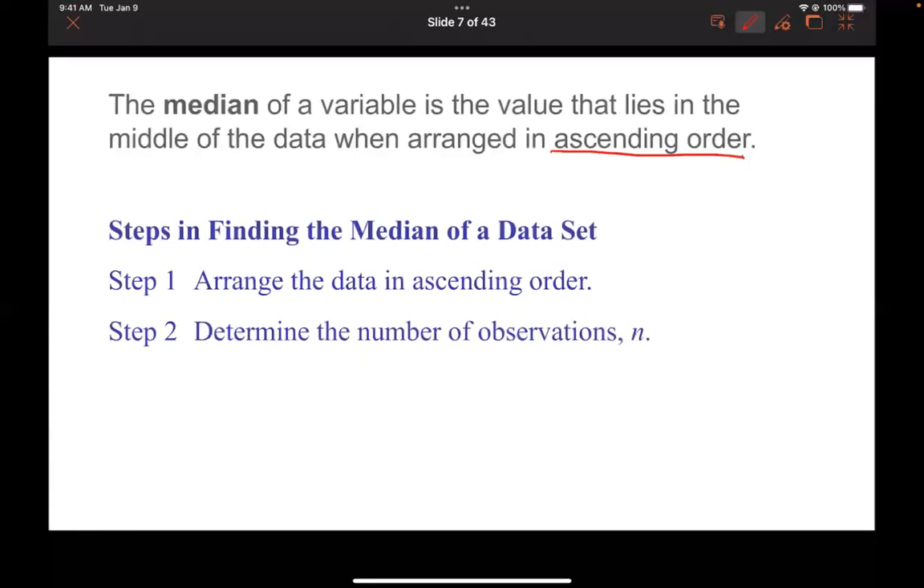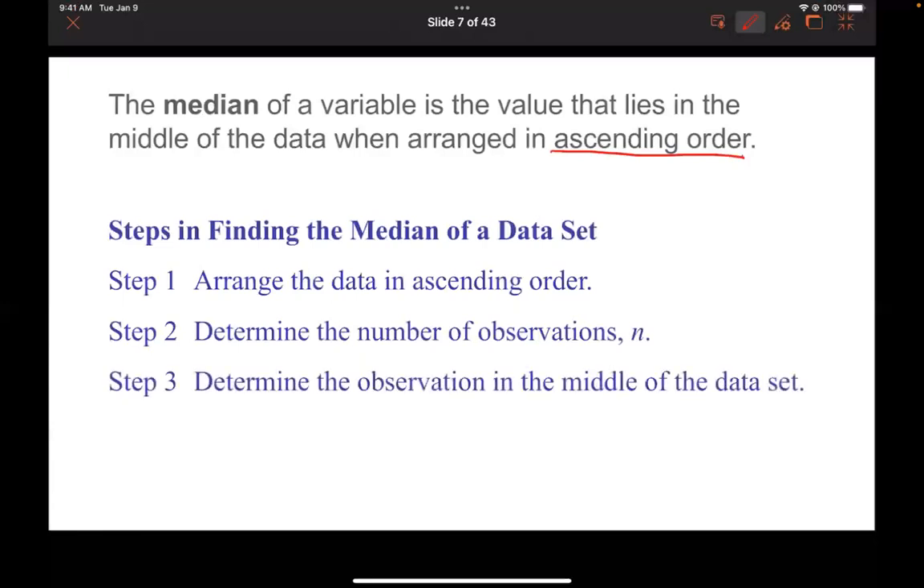All right, so determine the number of observations. How many do we have? And then you figure out which one is the middle. This is really easy if you have an odd number. There's a number that's clearly the middle, but if it's an even number, it's still not tricky, but you have to do a little bit of work. So these are our steps for finding the median. It's a whole lot of words to just say, put them in order, smallest to largest, and find the middle.